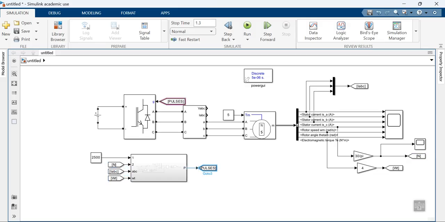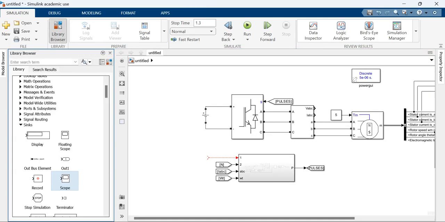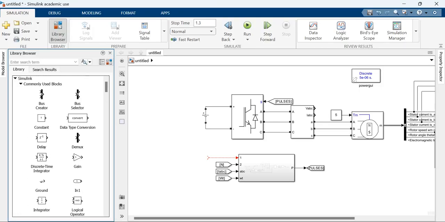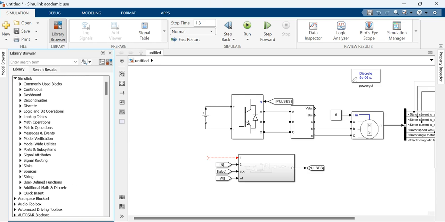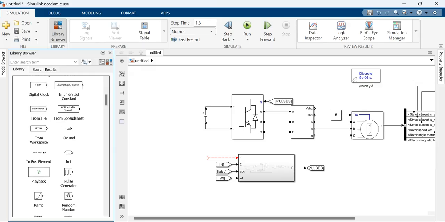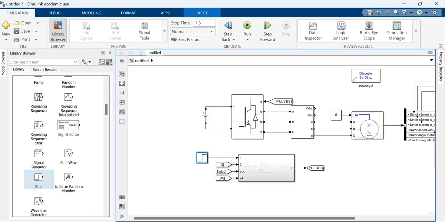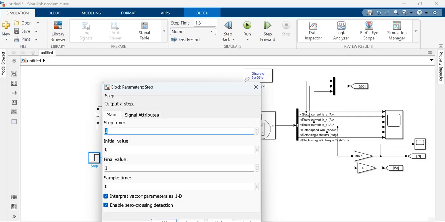Yes, it looks good. Now what I try to do, I put a step input instead of this 2500. I go to commonly used. I have not in the commonly used. I have maybe in the sources. I have a step signal. Yeah, this is the step. I put a step. And initially, step time is supposed to be, say, for example, 0.65 or 0.8, for example. Initial value is 2500 and final value is 3000.